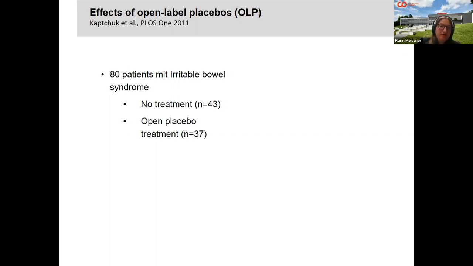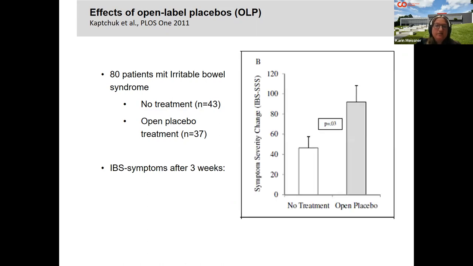So they knew that they took a placebo, but they were also educated about the placebo effect and were told that the placebo effect is a real phenomenon, a neurobiological phenomenon, that it's important to take the placebo strictly 2 times per day. It's not that important to believe in the placebo, it's more important to take the placebo regularly. And this was done by the patients for 3 weeks. And thereafter, what happened with the symptoms of the irritable bowel syndrome? Indeed, there was a significant difference between the two groups. The improvement was much higher in the open placebo group compared to the no treatment control group.